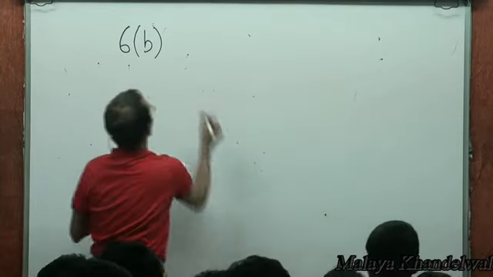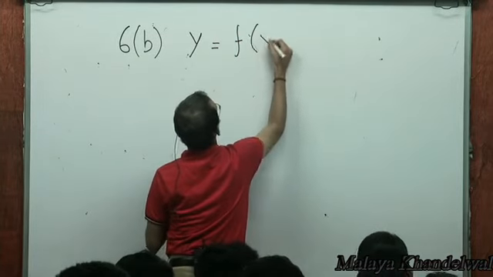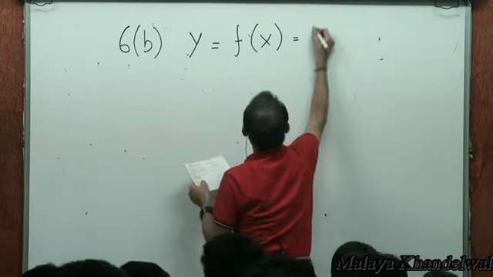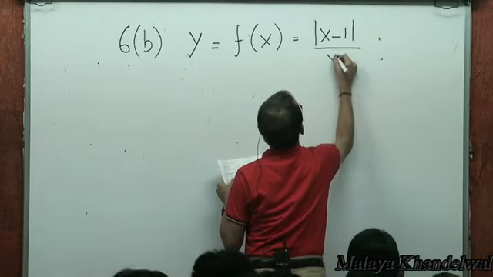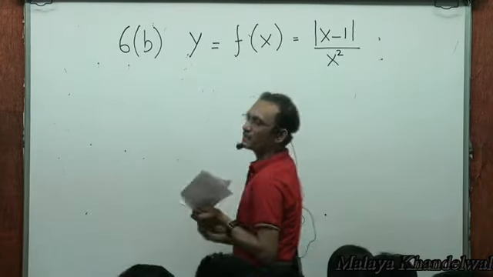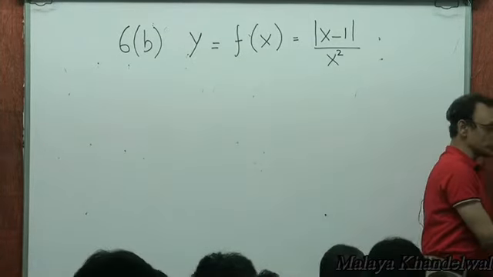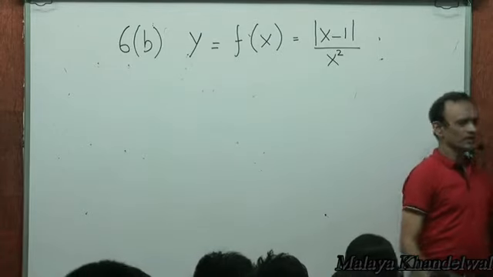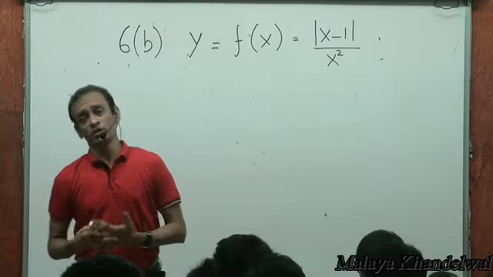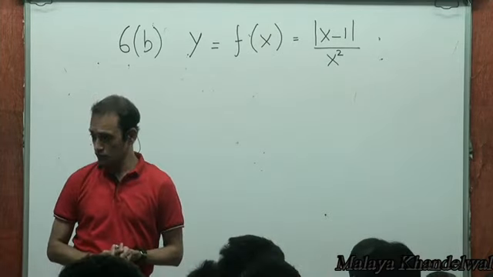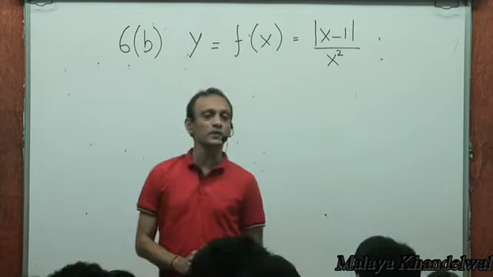We want to examine the monotonicity of y equal to f(x), which is mod of x minus 1 by x squared. We want to be able to figure out the intervals of monotonicity. What I'm going to do is, let me get very general with this problem. Let me go ahead and draw the graph of this function, y equal to f(x) equal to mod of x minus 1 by x squared.